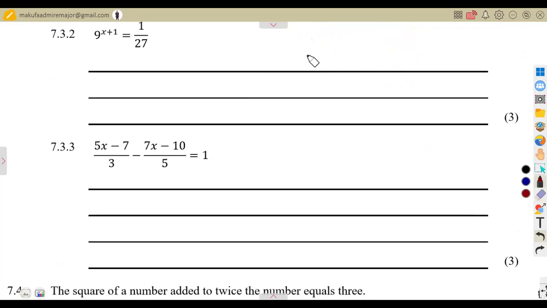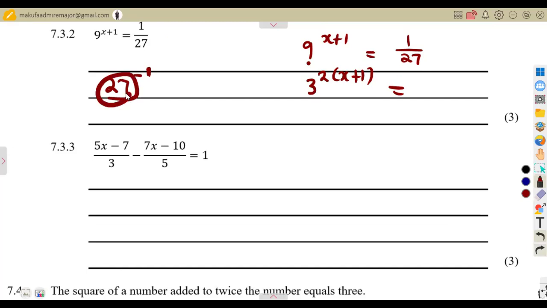7.3.2, this is an exponential equation. 9 to the exponent of x plus 1 is equal to 1 over 27. Remember writing these numbers in the simplest form. 9 in the base of 3, 3 to the exponent of 2 into x plus 1 is equal to 27 to the exponent of -1 to remove the 1 over that you're given. But guys, 27 in the base of 3, that is 3 to the exponent of 3, which is affected by a negative which is already there. So there's a 3 and a -1. So 3 times -1 is going to be a -3.